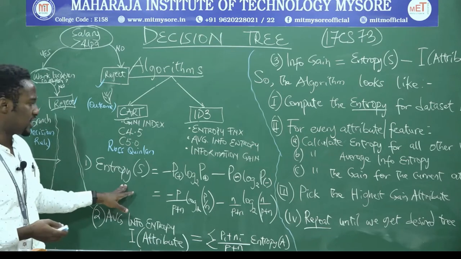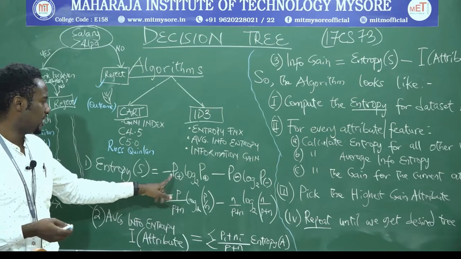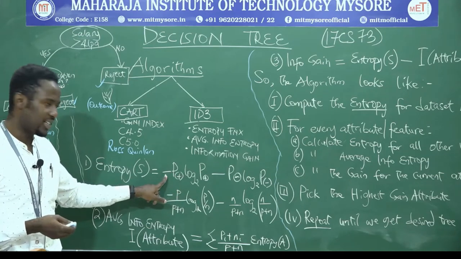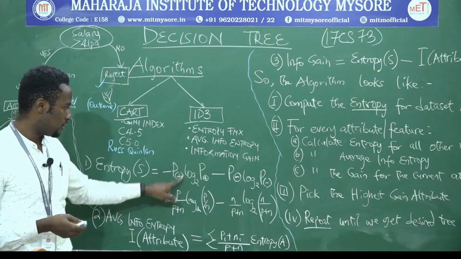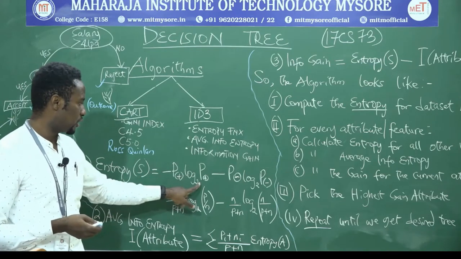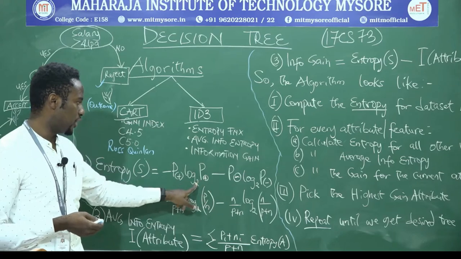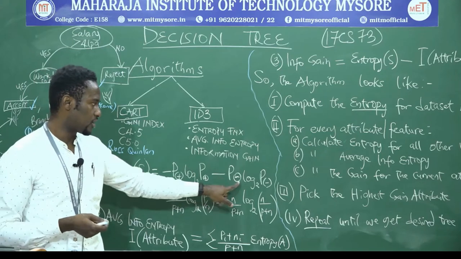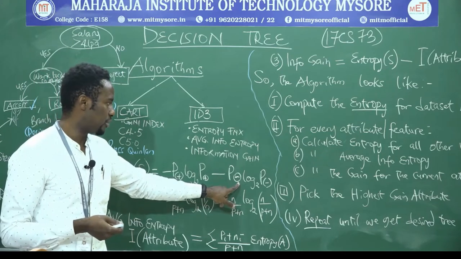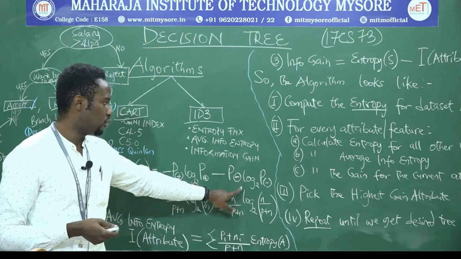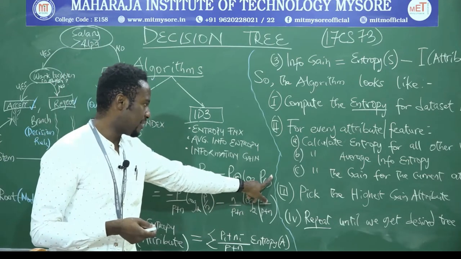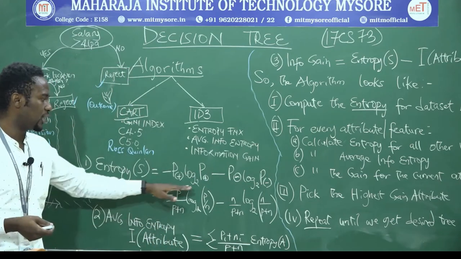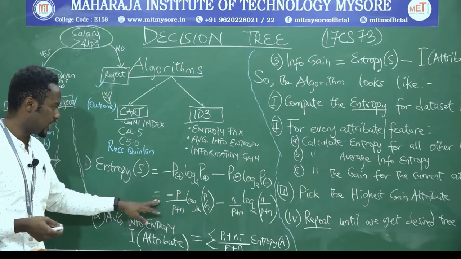It's a very simple thing. It is represented as negative p positive times log of p positive to base 2, minus p negative times log of p negative to base 2, where p positive is the fraction of positive samples and p negative is the fraction of negative samples. Maybe you think this is a little confusing, so we expand it this way.